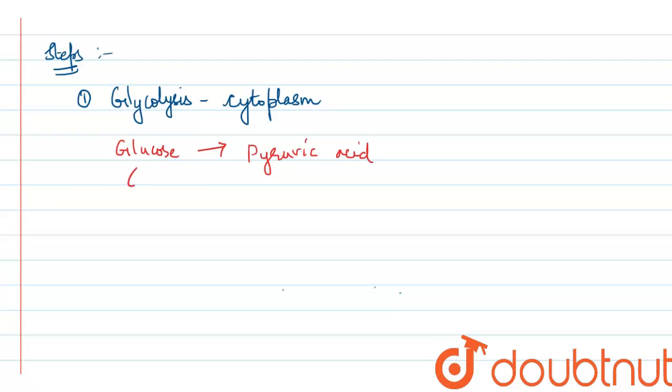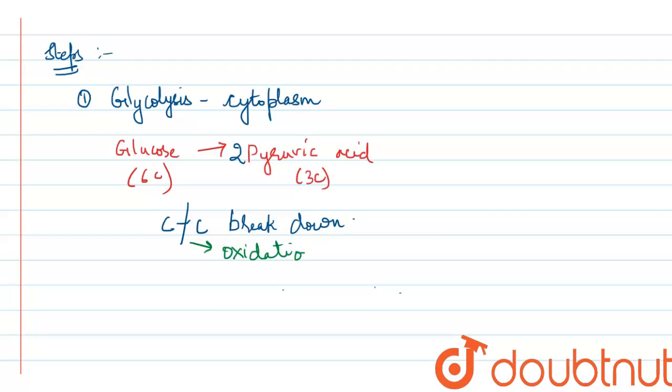So glucose is a 6-carbon compound and pyruvic acid is a 3-carbon compound. So two molecules of pyruvic acid are produced. In glycolysis, breakdown of carbon-carbon bond takes place. And this reaction is an oxidation reaction.